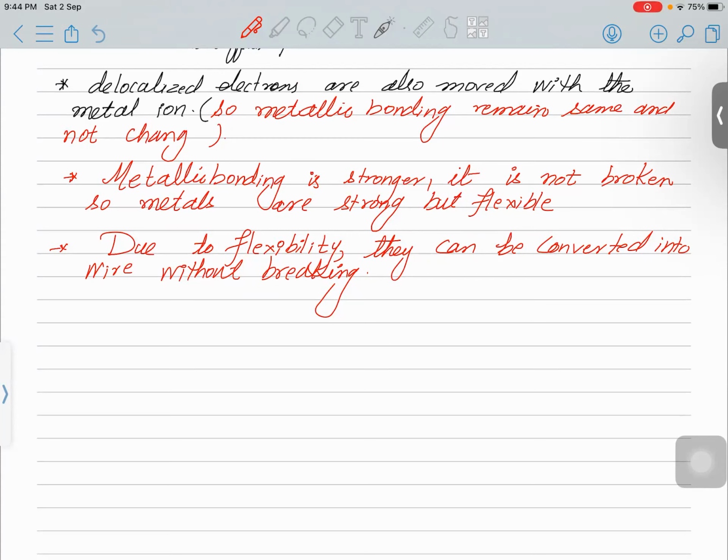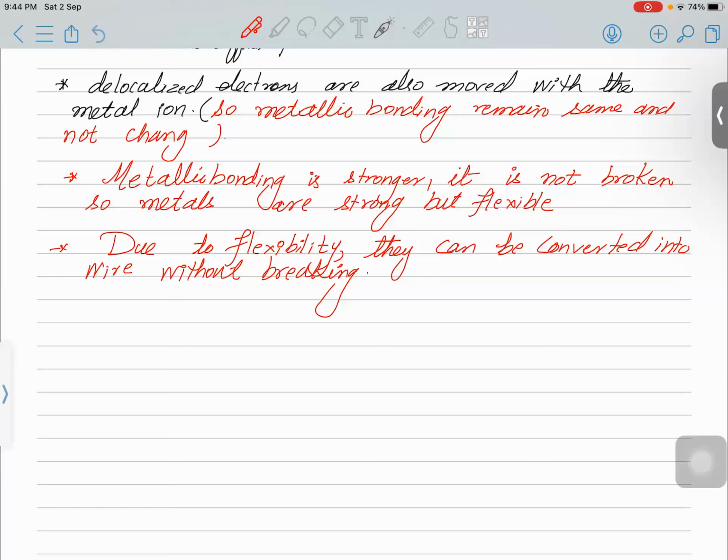Sir, what do you mean by metallic bonding is stronger? Stronger than what? Stronger means metallic bonding is not broken by hammering. When you apply force, metallic bonding remains the same. Delocalized electrons remain intact with the positive ions. That's why I wrote it is stronger.